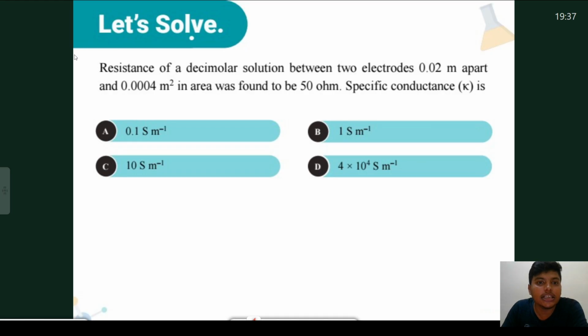The resistance of a decimolar solution. Decimolar means how much molar? 0.1 molar. So the resistance of a decimolar solution between two electrodes is given. Find out the specific conductance.